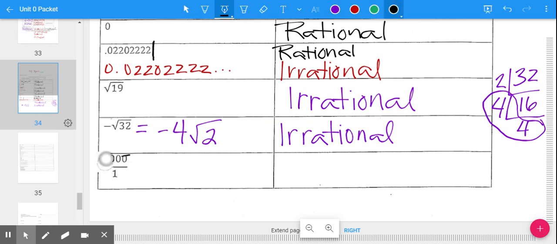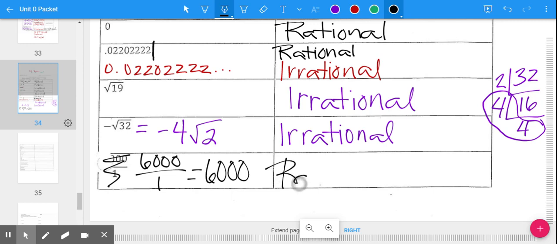So you guys can't read this next one on your paper, but it was 6,000 over 1. 6,000 divided by 1 is 6,000. 6,000 is a whole number, therefore this one is rational.